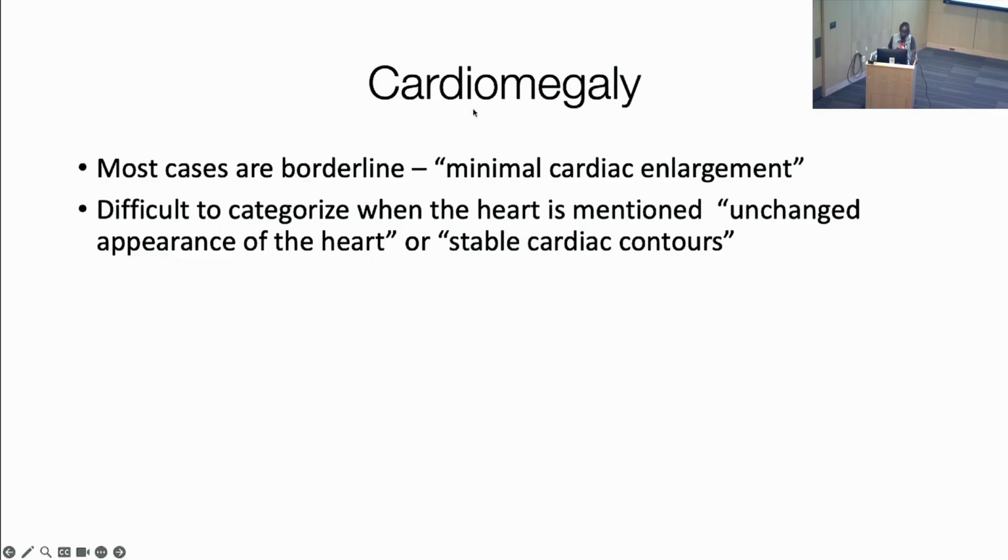I want to show you an example here, but we've discussed it, that, for example, most cases for cardiomegaly tend to be borderline. For example, minimal cardiac enlargement is borderline. Some people could try to do the contour of the heart and measure it against the other diameter to get an exact ratio, right? But it's also very difficult to characterize, for example, when the heart is mentioned in the findings as unchanged appearance of the heart or stable cardiac contours. To me, based on the labeler, these can end up being either negative or positive. So this is just a practical example to show you the challenge.